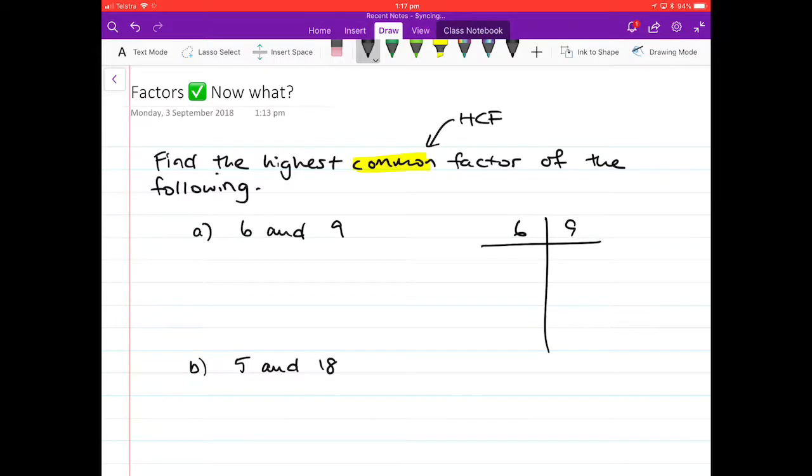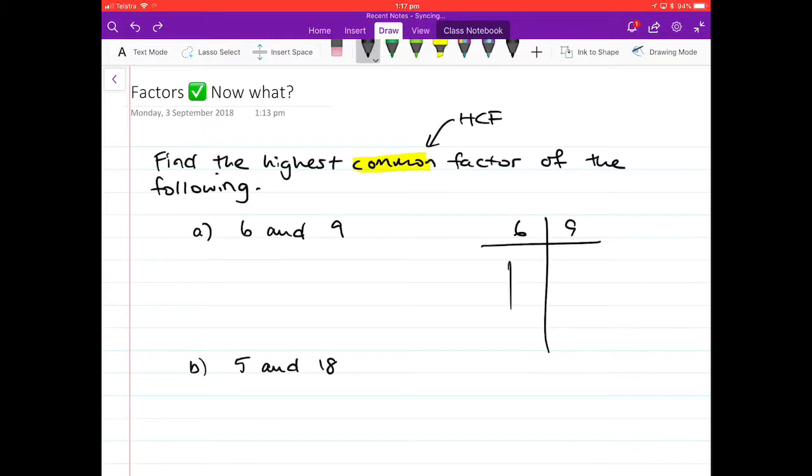Down the left-hand side here, I've got questions asking you to find the highest common factor of the following. So 6 and 9 is our first one. Some of you will be able to look at that straight away and say, my highest common factor is 3, that's easy. Some of you won't be able to do that, so on the right-hand side I've got a little table done up, and that's going to help us find what that highest common factor is.